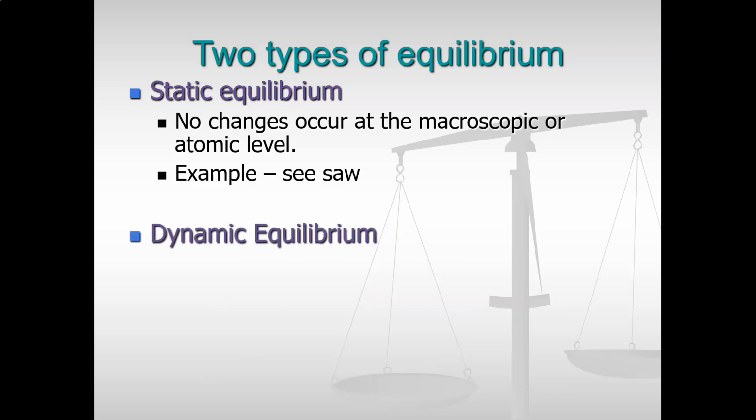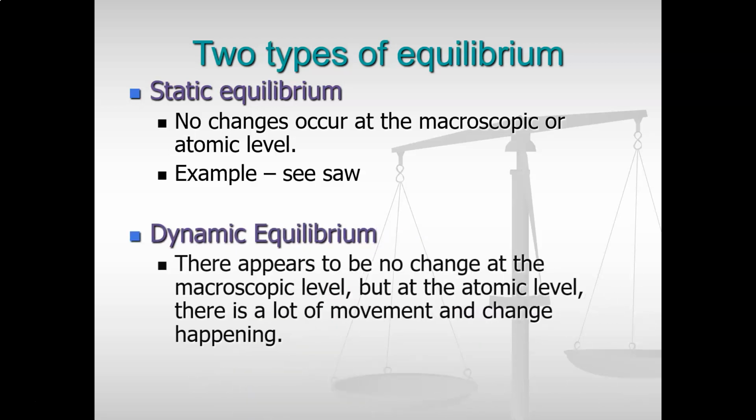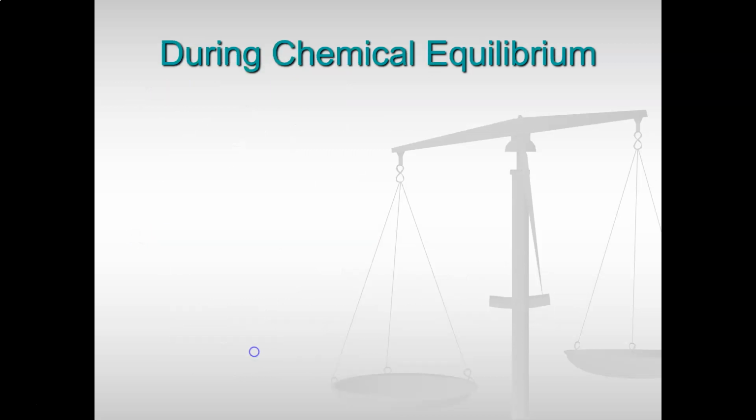Dynamic equilibrium is the kind of equilibrium we see in chemical reactions. Even though when you look at a reaction from the outside it looks like nothing's happening, at the atomic level there is a whole lot of change going on. The reactants are going to the products, and then the products are going back to the reactants. So, like I said, chemical reactions are examples of dynamic equilibrium, and this is what we're going to focus on for the rest of the video.